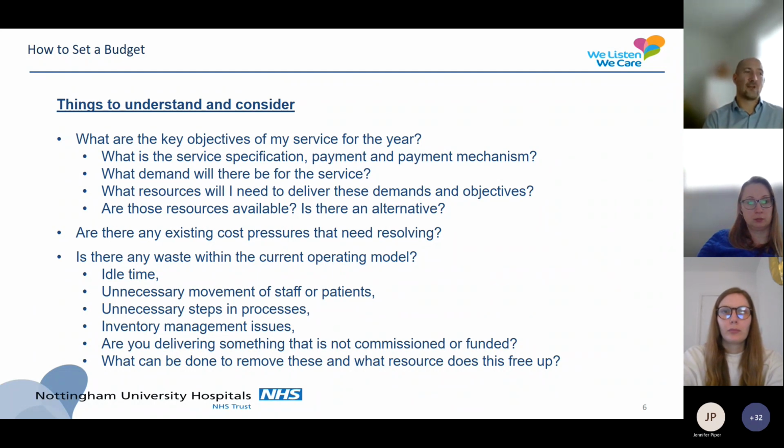And again, if you're a budget holder or manager that manages an area that holds inventory, it's reviewing your stock handling processes.